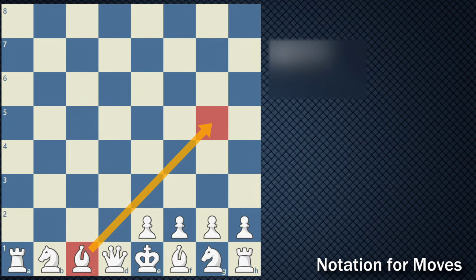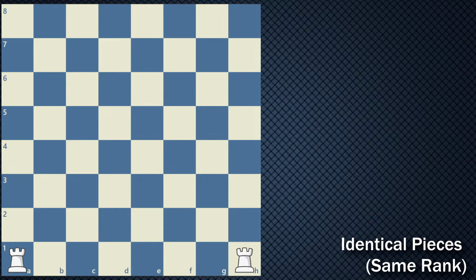So you generally want to look at the square you're moving to and see which piece can move to that square. Now you might be wondering, how do you record moves if both rooks are on the same rank or on the same line? If I say rook to d1, how do I know which rook is going to move to this particular square?